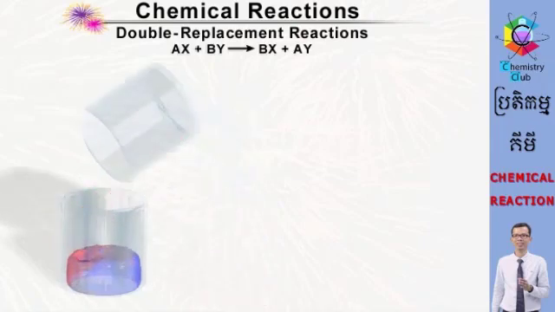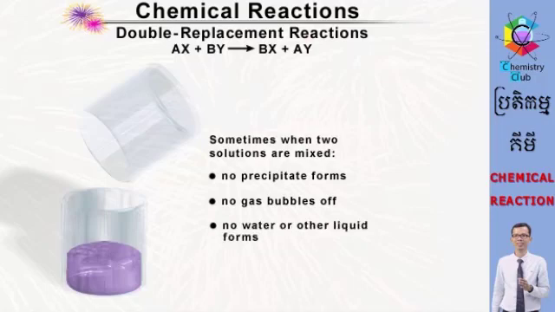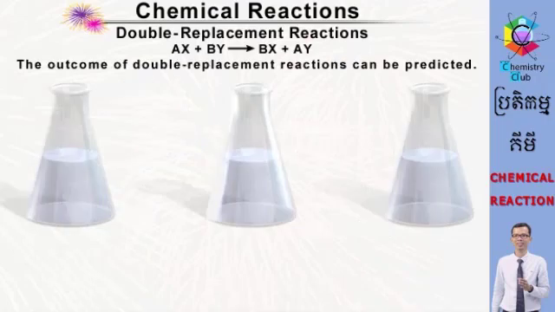Sometimes when solutions are mixed, no precipitate forms, no gas bubbles off, and no water or other liquid forms. If none of these things happens, then no reaction is considered to have occurred. This is because all of the cations and anions stay in solution. For example, when barium chloride and ammonium nitrate solutions are mixed, there is no net reaction and all the ions are spectator ions. The outcome of double replacement reactions can be predicted by looking at the possible combinations the ions in solution can make if they switch partners.